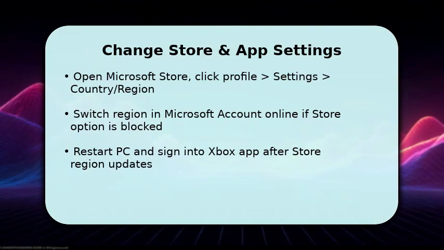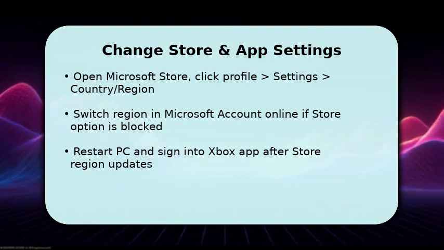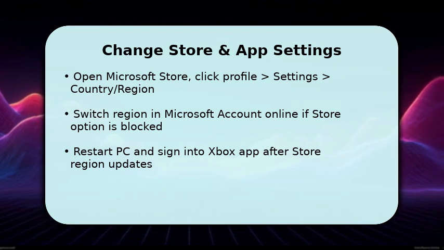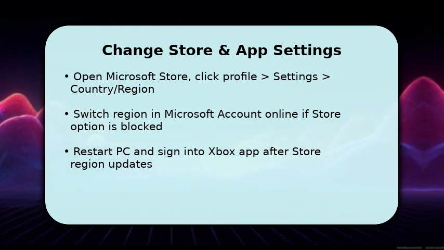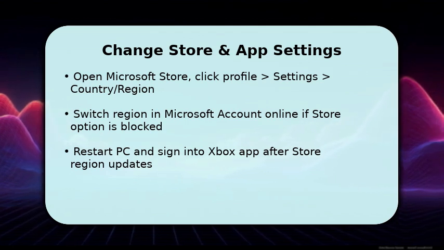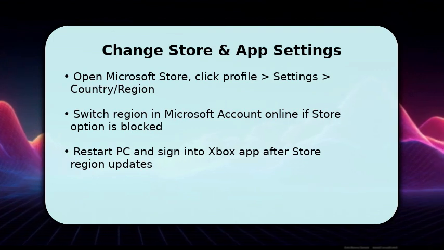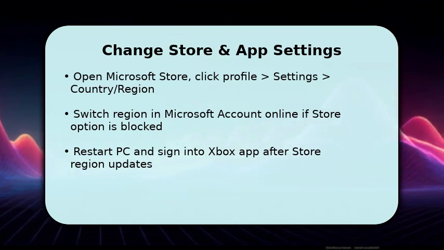Next, adjust the Microsoft Store region. Open Store, click your profile, then Settings, and change country/region to match the one you set in Windows. If the store blocks the change, sign into your Microsoft account. Edit your account's country and address, and add an appropriate payment method if required.